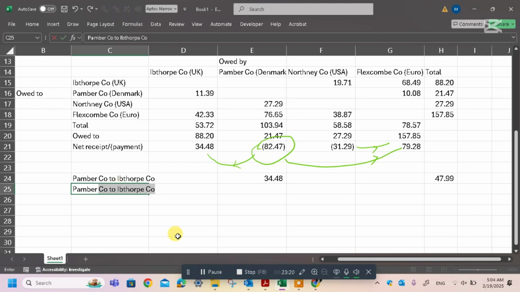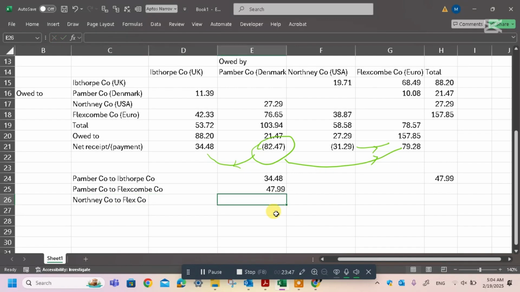Pamber to F company. F is Flexcomb. $47.99. Finally, Nothni company to Flex company. How much is it? The full amount, 31.29. Just add these two and see whether it adds up to 79.28. Yes, 79.28. So their full amount will be settled. So let's say net or final settlements.